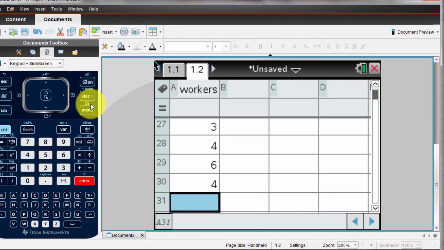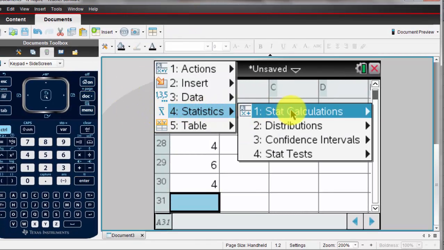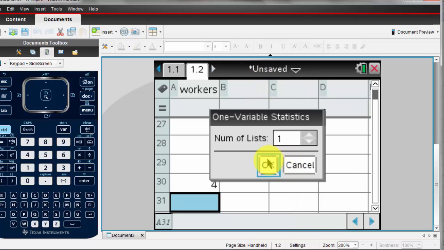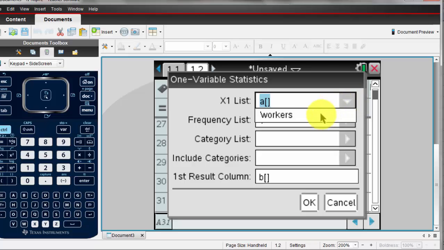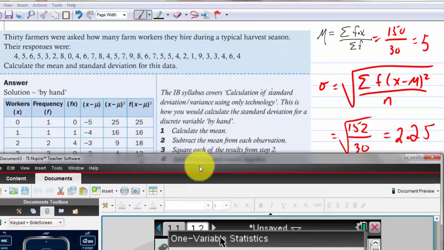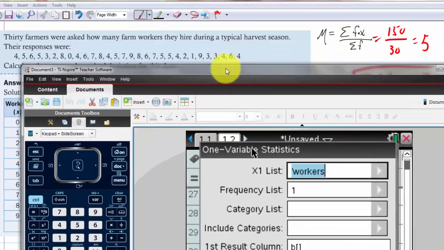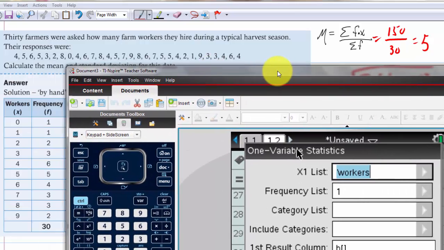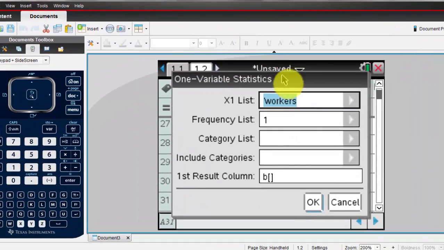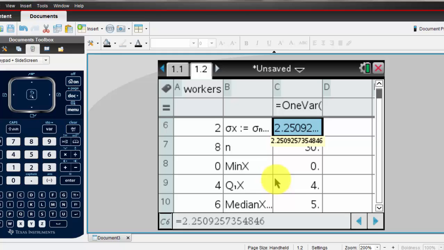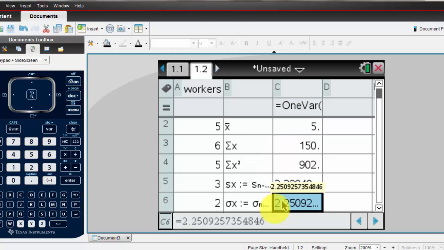I'm good to go. So I'm going to go into Menu, Statistics. We're going to go to our friend One Variable Statistics again. One list. My X list is in column A. It's my workers. I'm not going to do anything with the frequency list because I typed this in not as a frequency table, like down here, but as the entire list. I could have done a frequency table also. I'm going to put my results into column B. I press OK. And if we scroll up here, there's that standard deviation. We use sigma, 2.25. It's the same thing I got doing it by hand. Our mean was 5. There we have it.